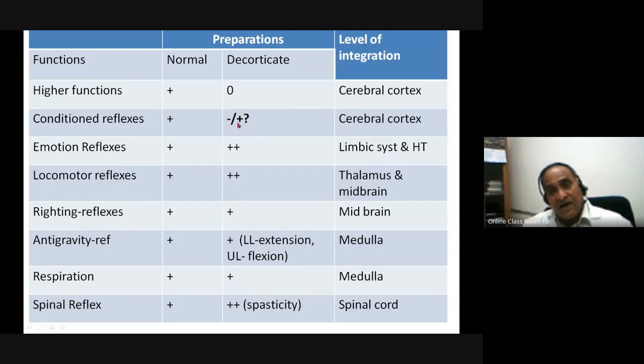I have made it minus plus, because this is how it is described in Ganong. But I don't expect this, so I have put a question mark. I will also put 0, because the ringing of the bell has to be heard in the cerebral cortex, and the smell of food has to reach the cerebral cortex. If that is not there, then reflexes are not there. So conditioned reflexes are absent.